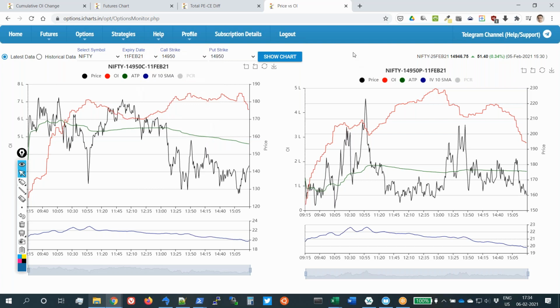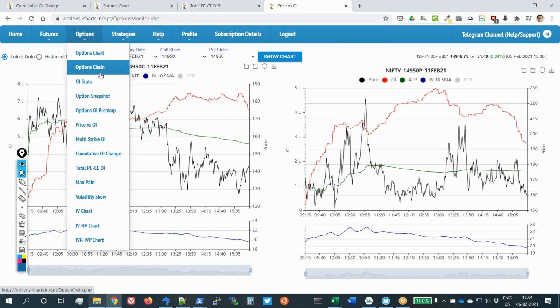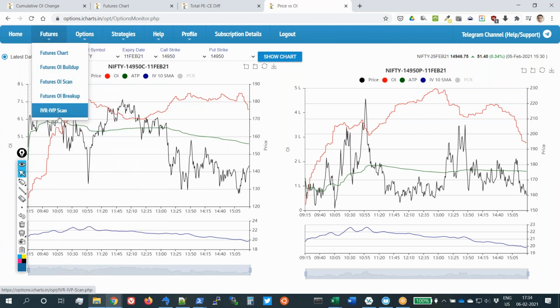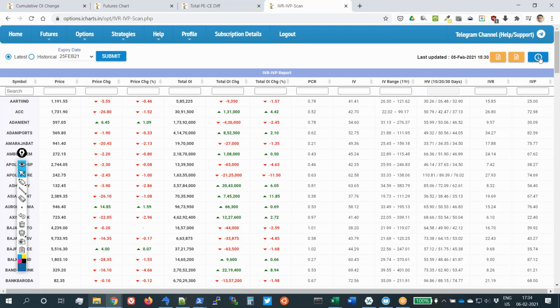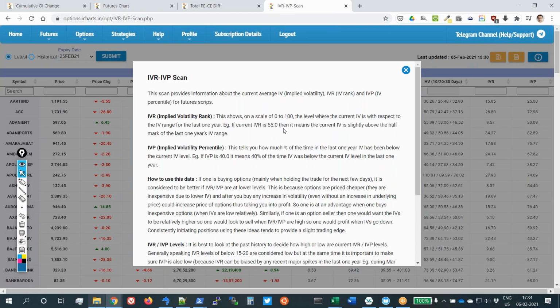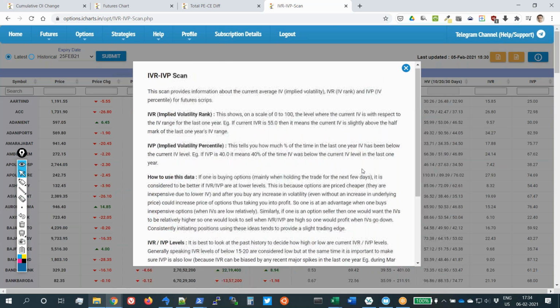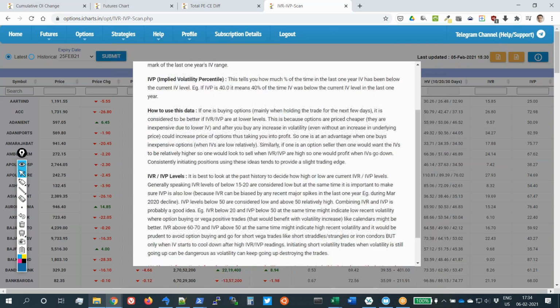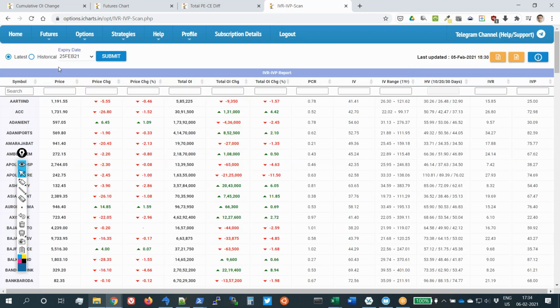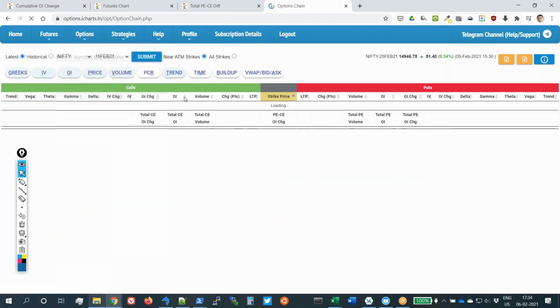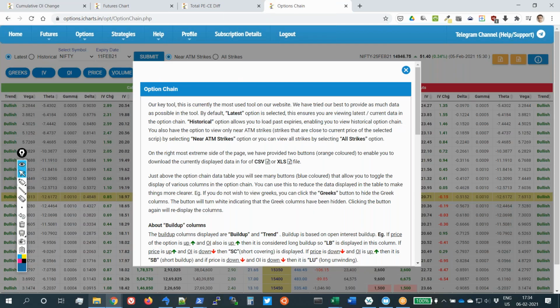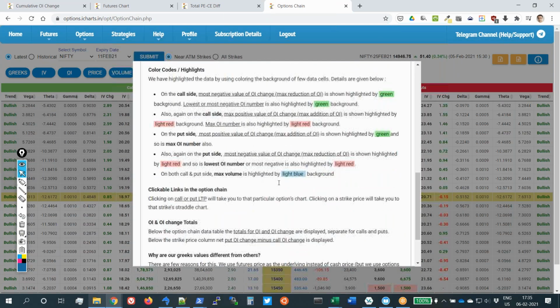We're discussing this with someone, but there is nothing currently. But for some tools, like IVR, IVP scan, if there is this button, you can take a look at it. It gives you a detailed explanation of IVR, IVP. So wherever you find this I button, go through that. We have explained as much as we can about the tool and how to use it. It is not there for all, so I'll try and get it added for as many as possible. For this also, like what the colors mean, we have explained it here.